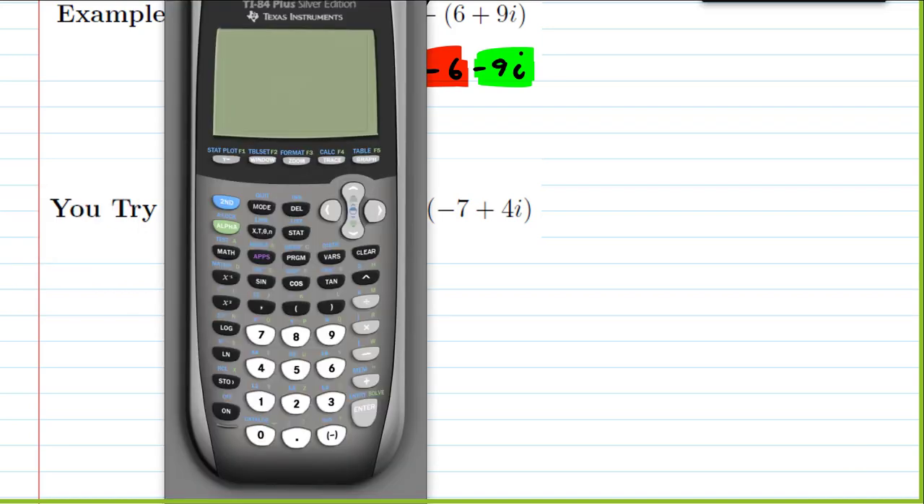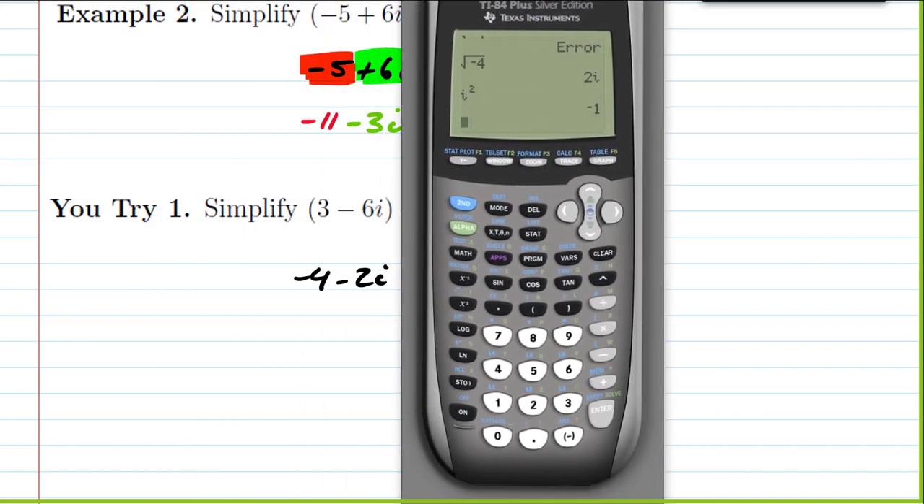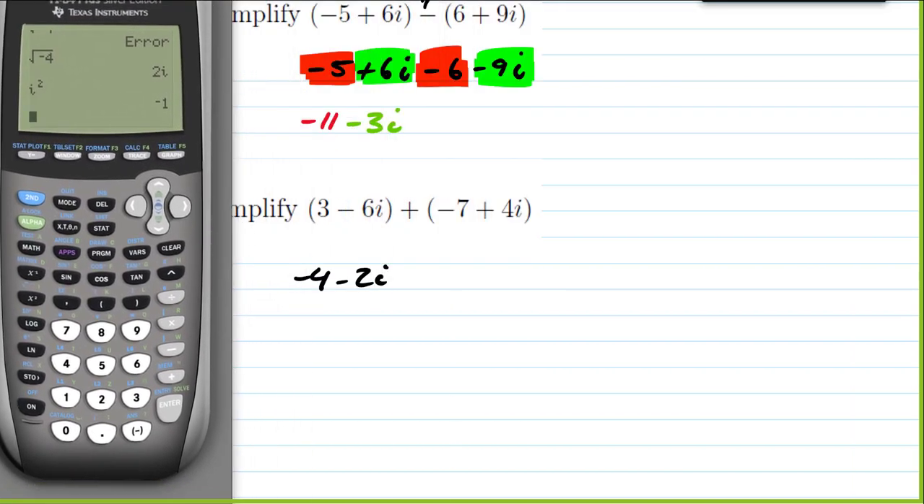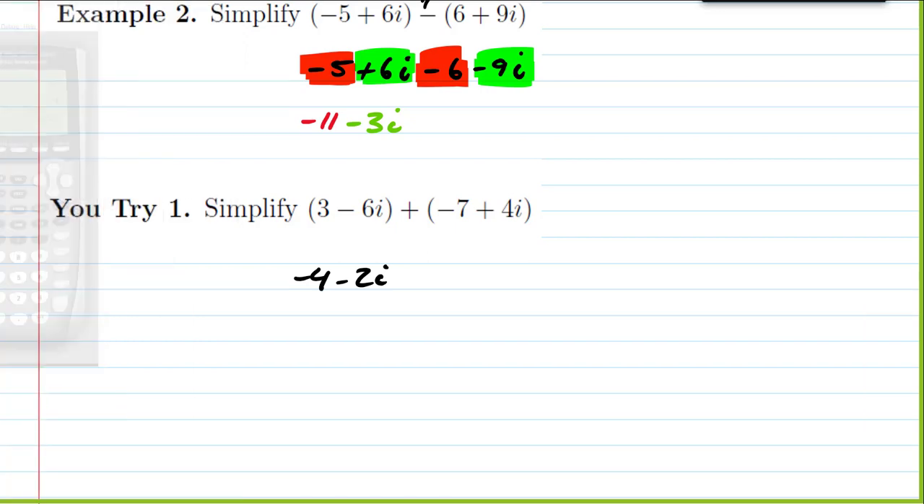I think it probably takes longer to actually type it into your calculator, but if you felt so inclined, you could type this into your calculator. So parenthesis 3 minus 6, second decimal point gets us our i, plus negative 7 plus 4i, close our parentheses, we press enter, and our calculator indeed agrees with us that the solution should be negative 4 minus 2i.